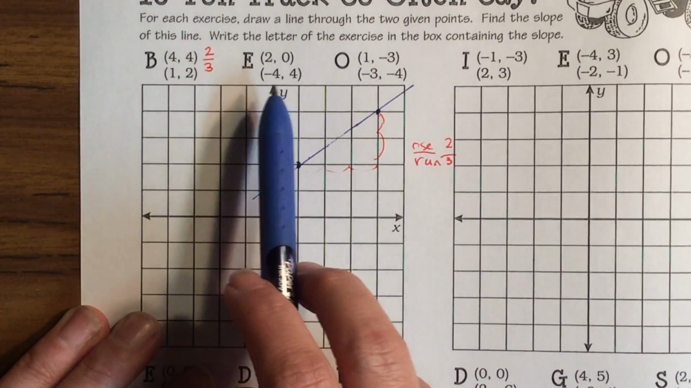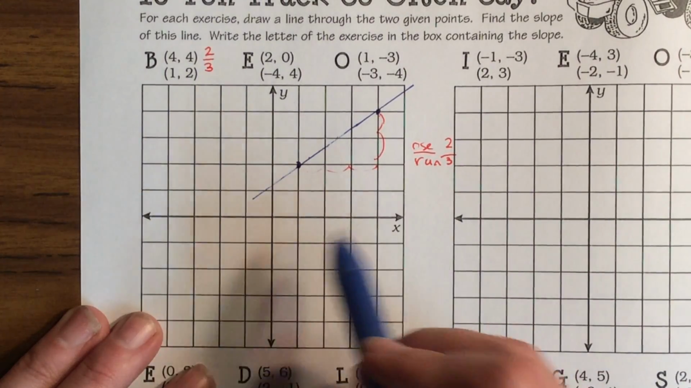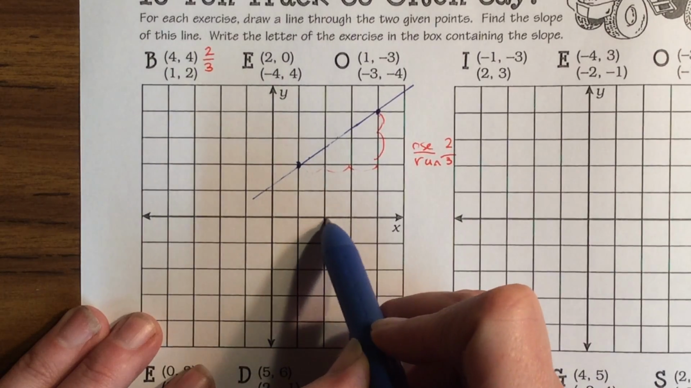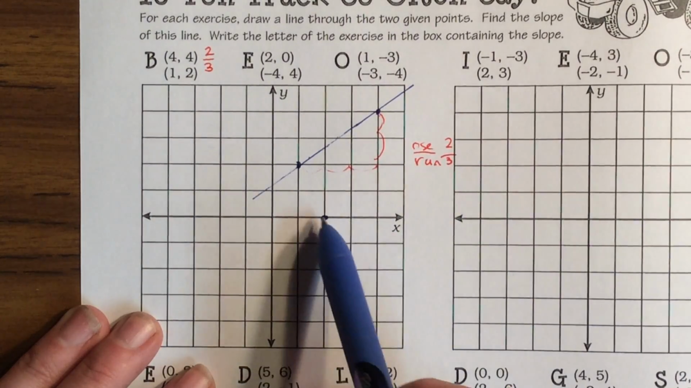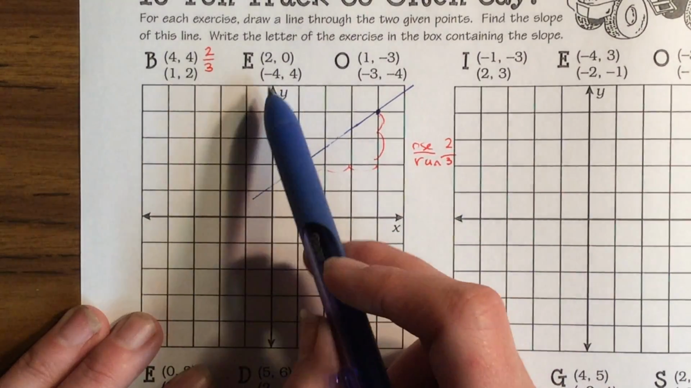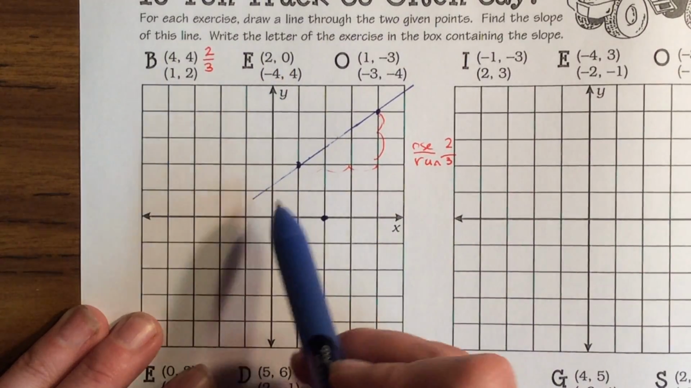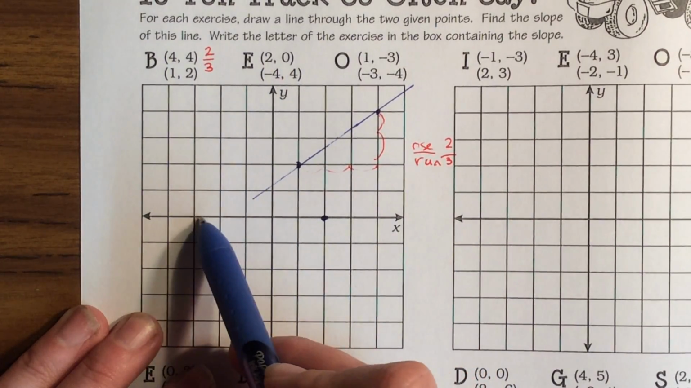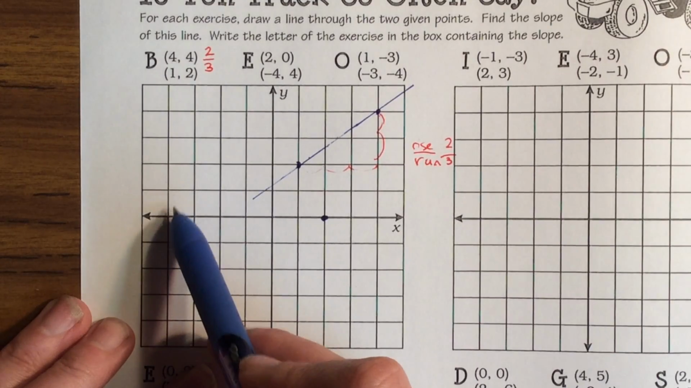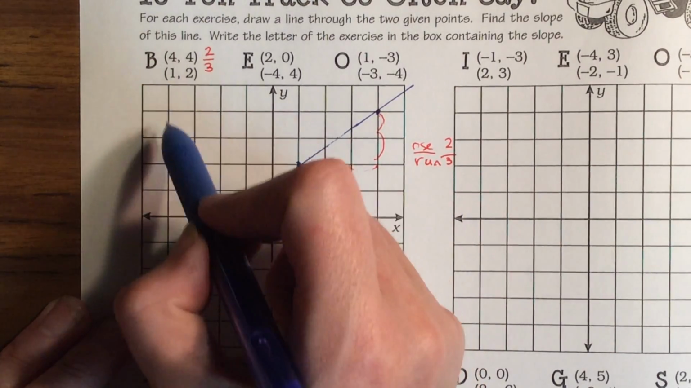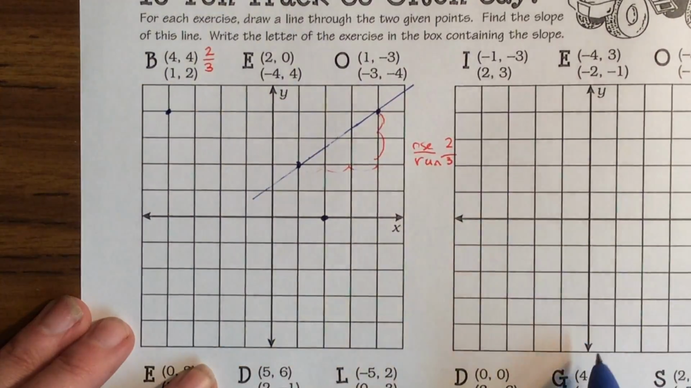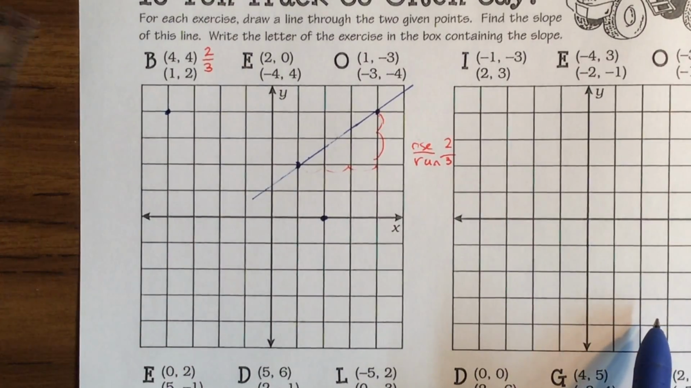Okay, let's do the next one. 2, 0. So go over 2 and then don't go up or down. 0 means don't move after that. And then -4, +4. I'm going to go over 1, 2, 3, 4, and then up 4. 1, 2, 3, 4. And I'm going to connect those 2 points.